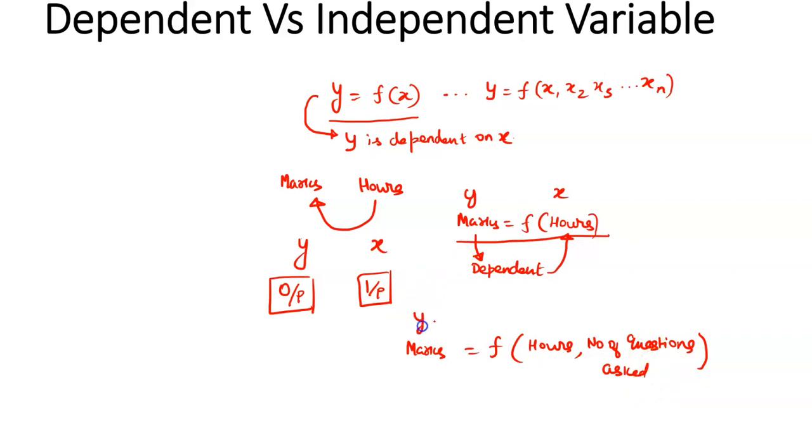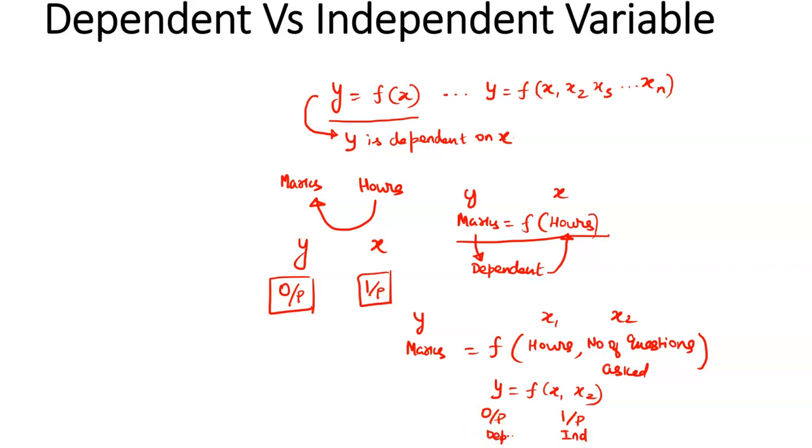So in this case, marks is y and this is x1, x2. So y is a function of x1 and x2. In this case, x1 and x2 are known as independent variables and y is known as dependent variable. Is this clear? This can be thought of as input variable and this is an output variable. This is my independent, this is dependent.